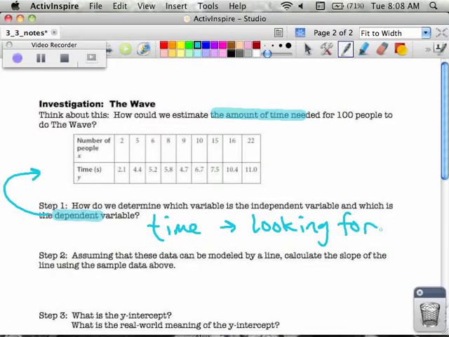Which means then, of course, that I know that my independent variable has to be the number of people. Or in other words, the x stuff. Questions about that?